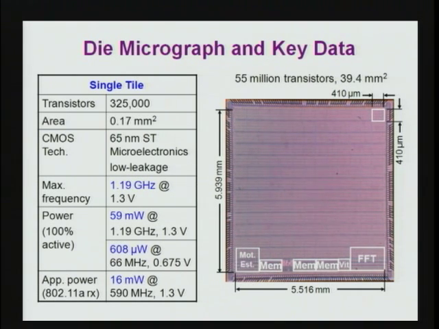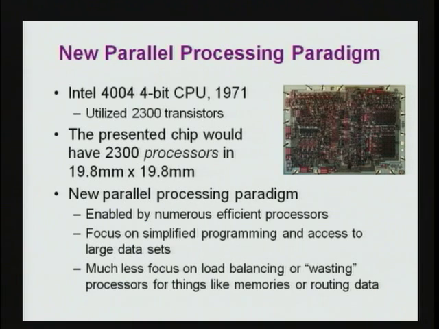Now notice that we can fit six processors on a 1-millimeter-squared area. This will illustrate how small our cores really are if we scale up our processors to a nearly 400-millimeter-squared area. If we look back at an Intel 4004 4-bit CPU built in 1971, which utilizes about 2,300 transistors, this scaled-up die would contain about 2,300 of our processors.